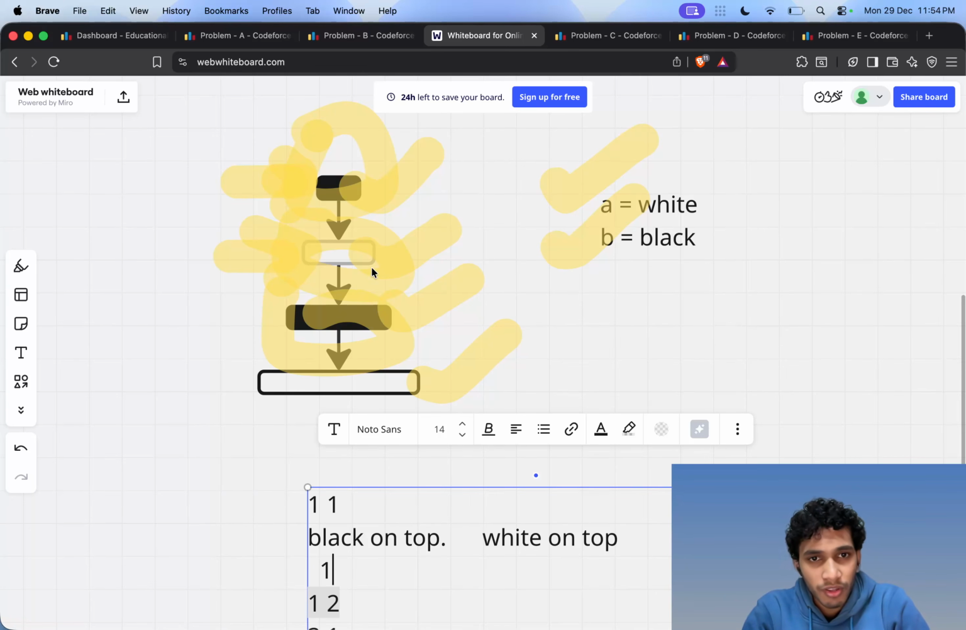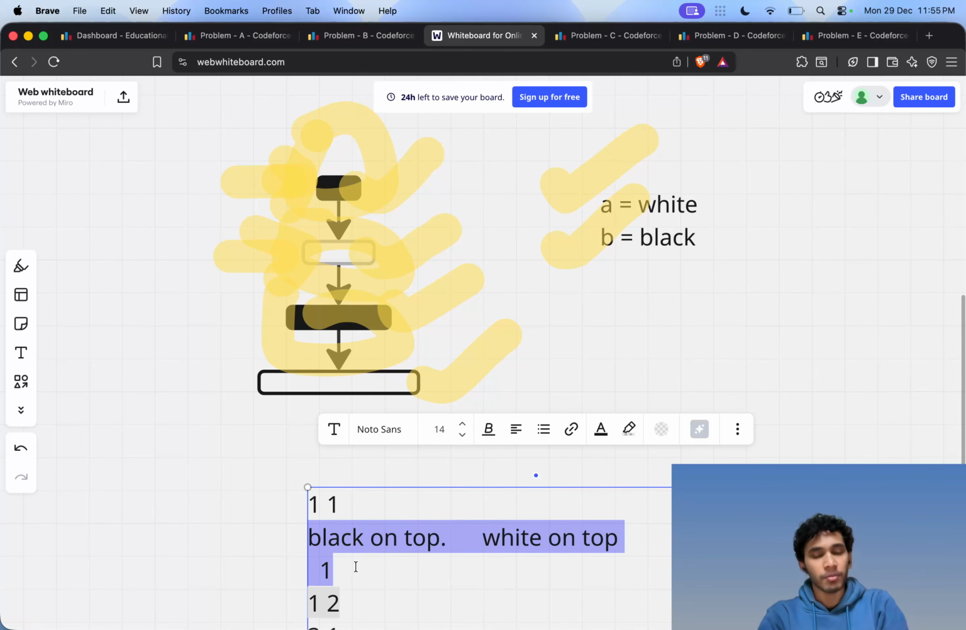Now move to the second layer. How much white chocolate do we want? We want two amount of white chocolate. Do we have two amount of white chocolate? No, we don't, so we stop right here. So what is the number of layers we can form with black on top? It is one.